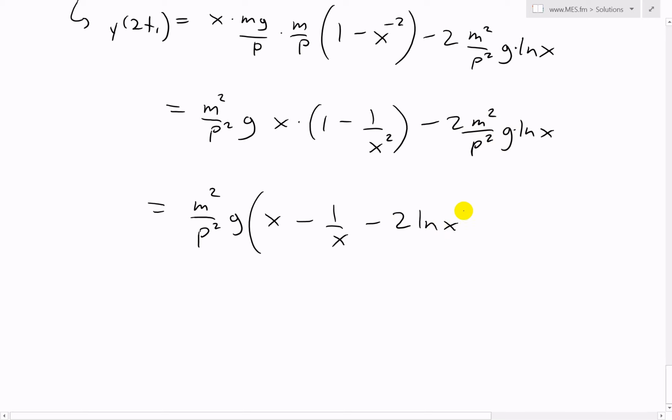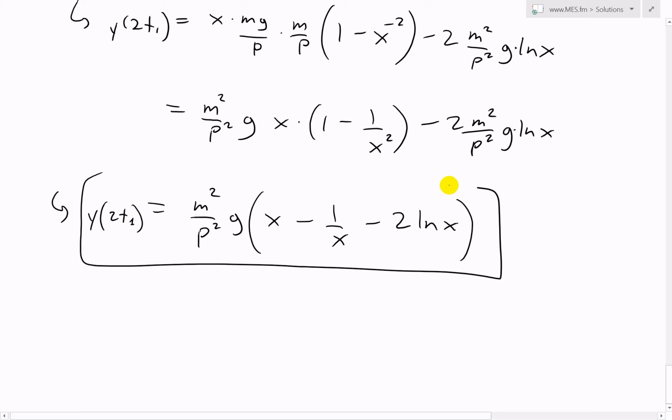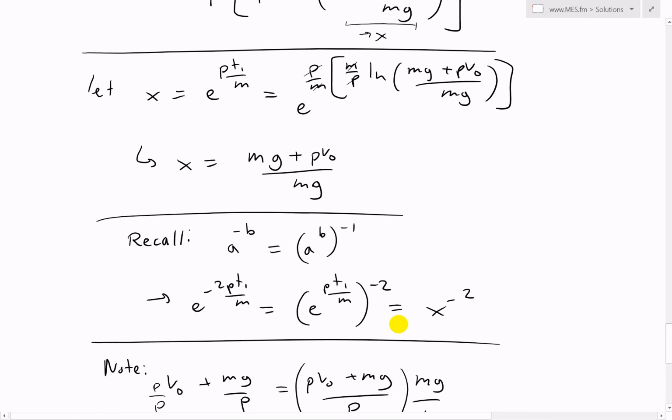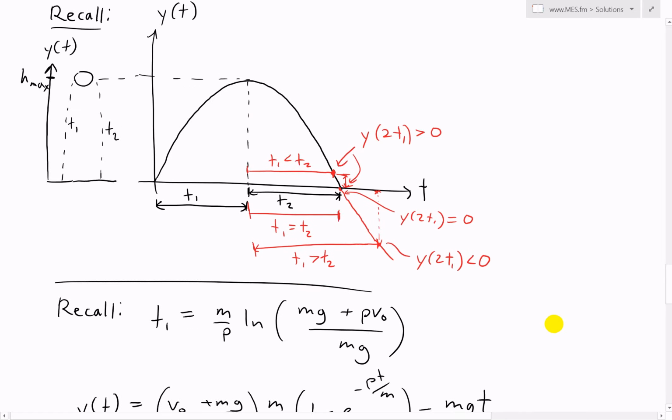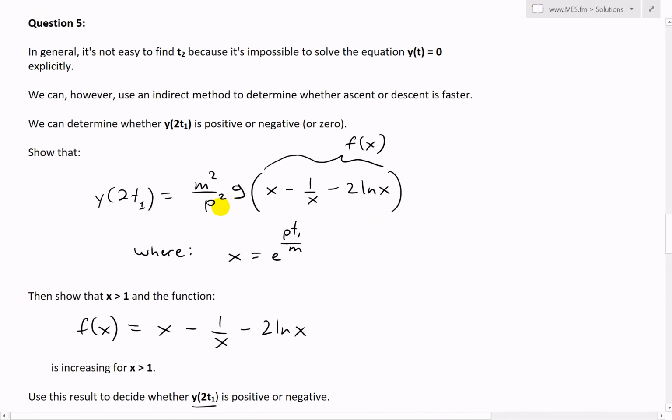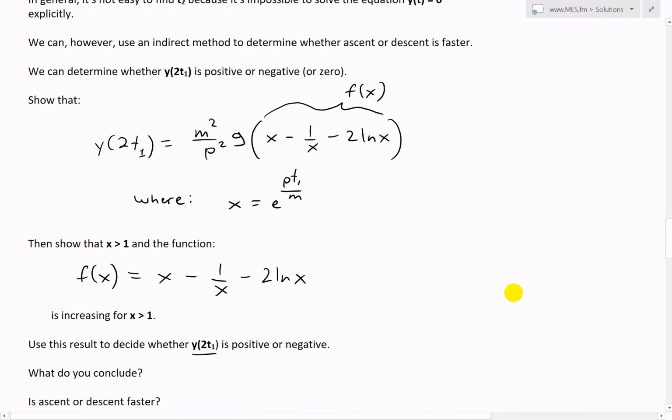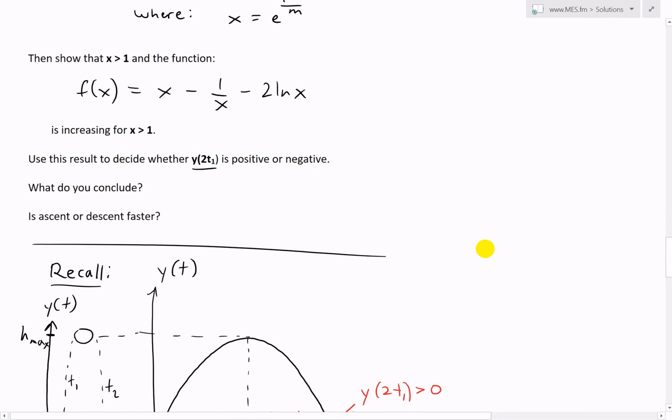So there it is. I'll just put a better bracket. So there is our y of 2t1, and this is exactly what we were asked to solve. Y of 2t1. Let's just double check. Scrolling up, we were asked to solve m squared over p squared g, and then x minus 1 over x minus ln x, and that's what our f of x function is.